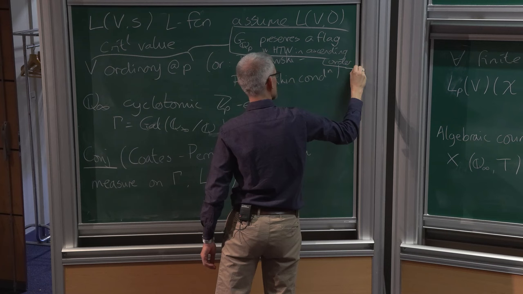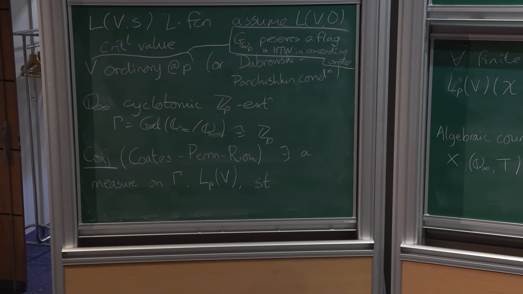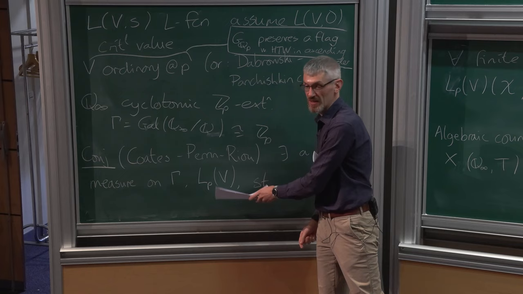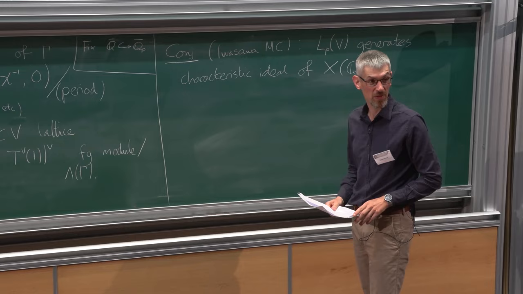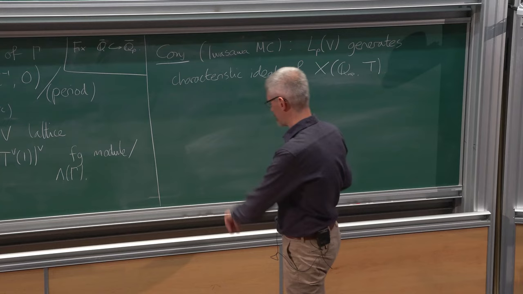And the Panchishkin condition, as I said, is a relaxation of this where you ask for a partial flag to be preserved. Yes, so without that you don't expect to have a measure or anything quite as nice as this. You expect unbounded distributions, etc. And then you have to work out what goes on the algebraic side, and there is a whole theory there. I'm not writing down the most general form of this, but only a representative example that covers the cases I want to discuss.